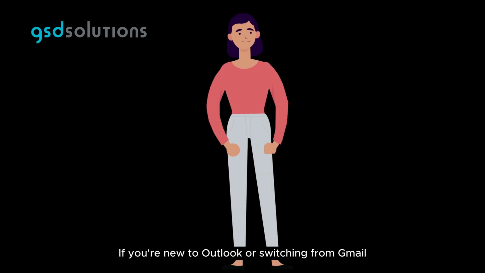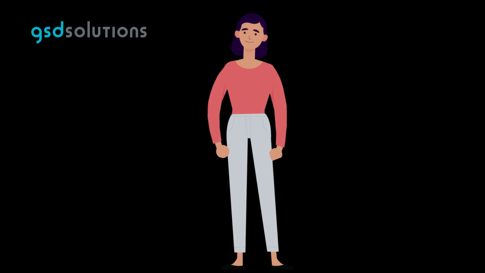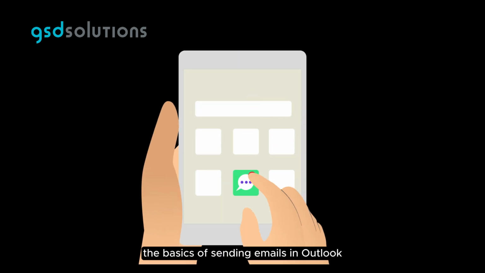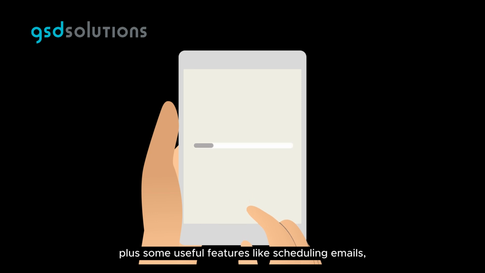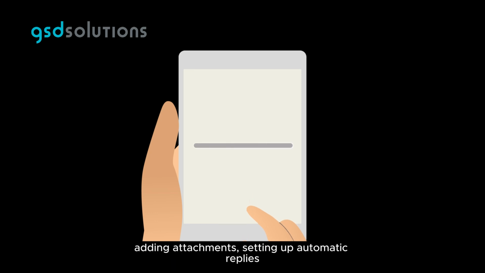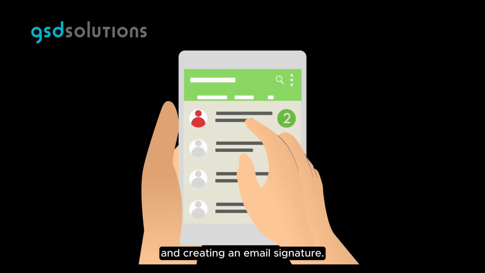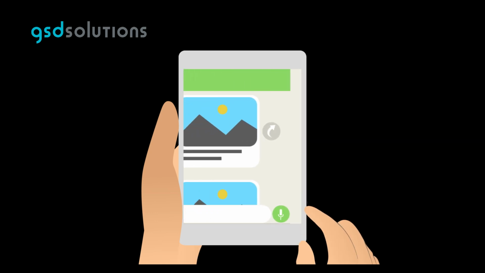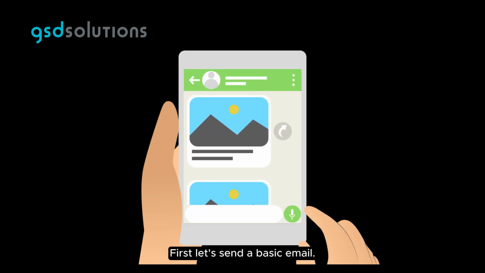If you're new to Outlook or switching from Gmail, you're in the right place. Today, I'll walk you through the basics of sending emails in Outlook, plus some useful features like scheduling emails, adding attachments, setting up automatic replies, and creating an email signature. Let's get started. First, let's send a basic email.